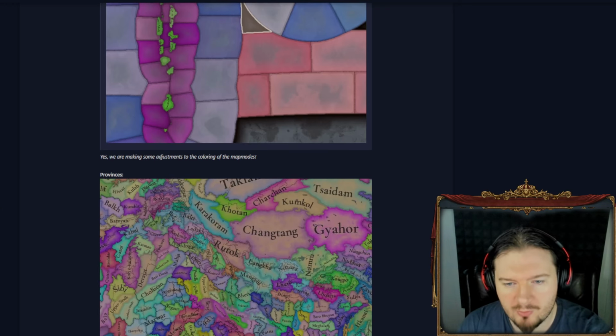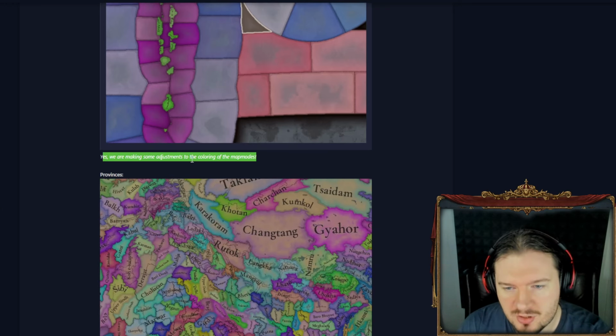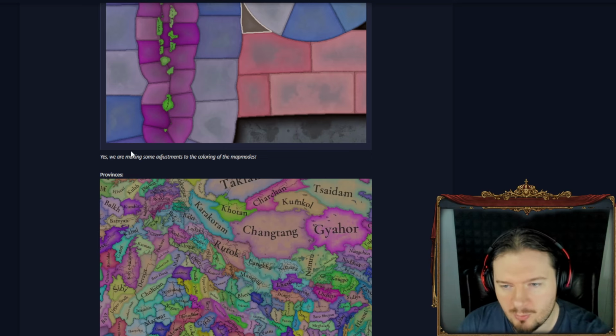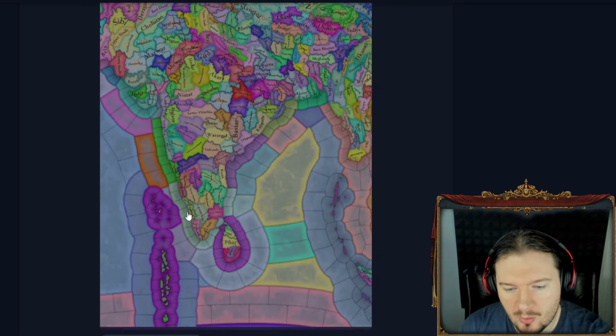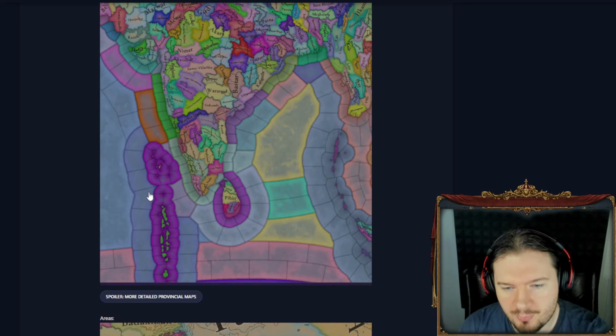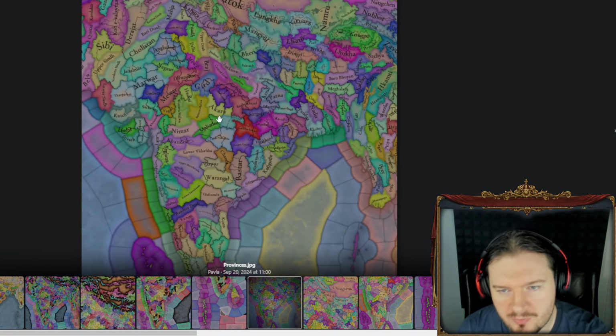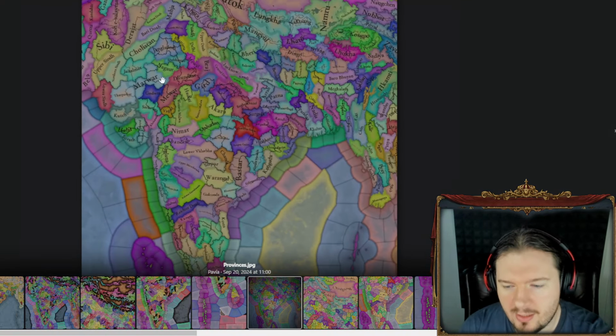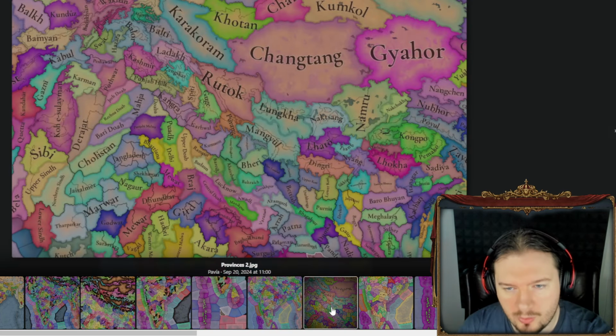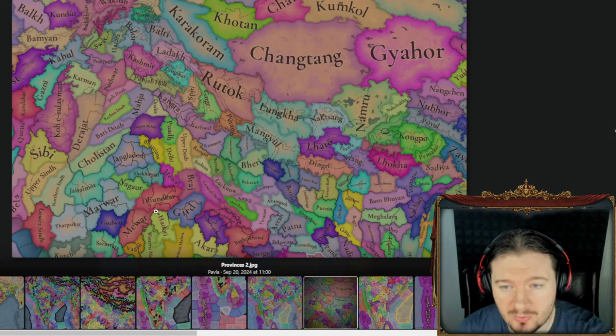But moving on, we have, of course, the provinces map mode, and they're making adjustments to the coloring of the map, as I've previously said. Provinces map mode. The Maldives are its own province, which is cool. And then looking at the provinces map mode, again, you kind of need to zoom in, so we'll do that. This looks really good. I'm not going to lie. This looks really, really good.